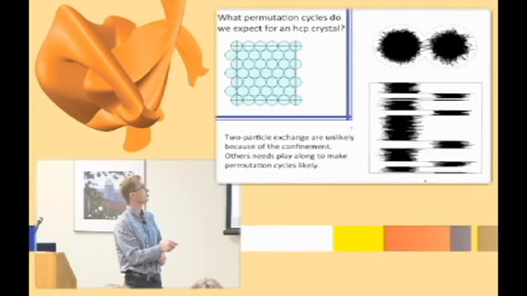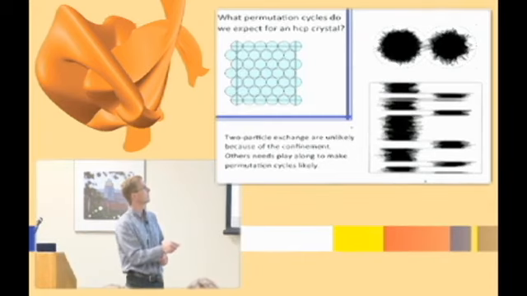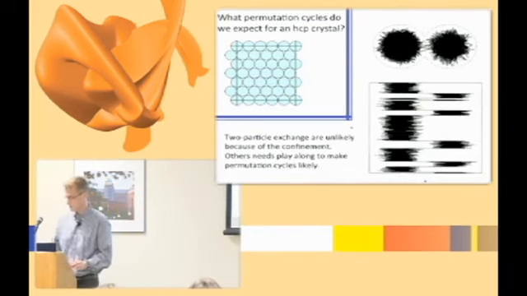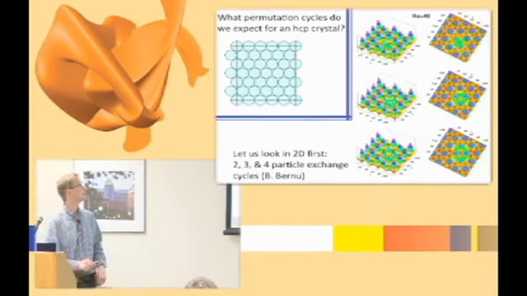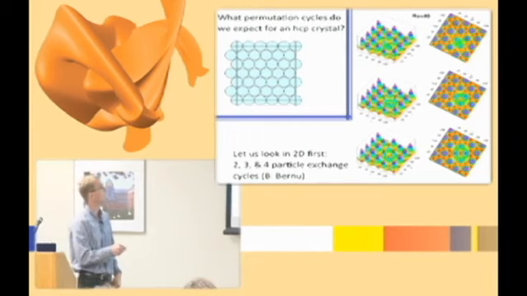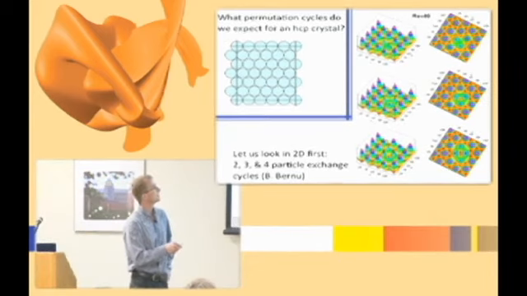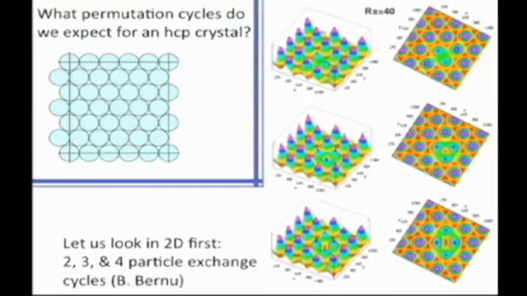This is one example of a two-particle exchange, and they're very rare because you have the confinement of the other particles. So to look at possible permutations, I went to Bernard Bernu's website, who basically looked at these things for the Wigner crystal and asked what exchanges you get. The Wigner crystal is more forgiving than helium, but nevertheless it's interesting to count permutations. So here you have a two-particle permutation, and he computed the density as a result. Here you have three-particle permutations and four-particle permutations.